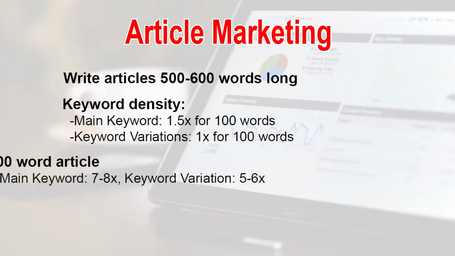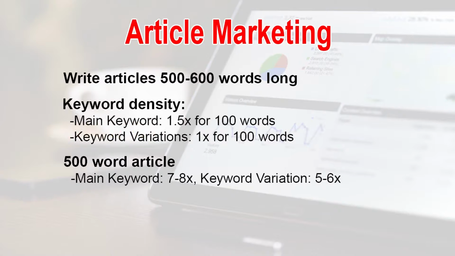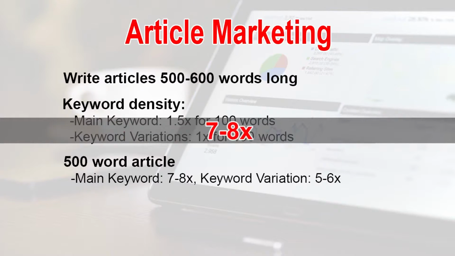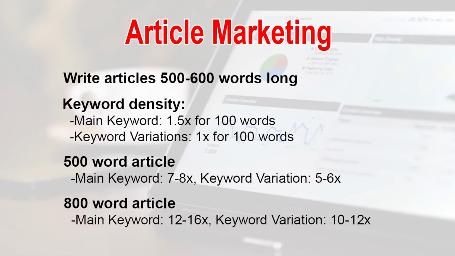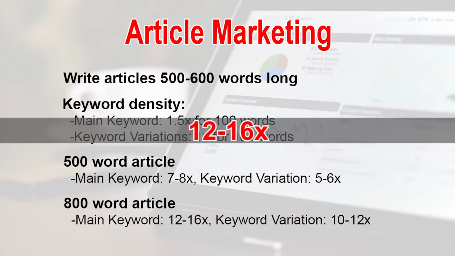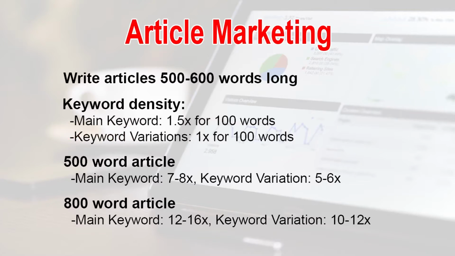So for instance, in a 500-word article, you should have your main keyword 7 to 8 times, and your keyword variations an additional 5 to 6 times. Not 5 to 6 times each, 5 to 6 times total. So in a 500-word article, you're going to have somewhere between about 12 to 14 keywords and keyword variations total, no more than that throughout the article. In an 800-word article, the main keyword is about 12 to 16 times, and your keyword variations would be 10 to 12 times. You'll see as we start building out these articles what I mean by that.